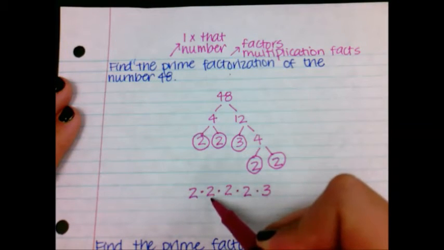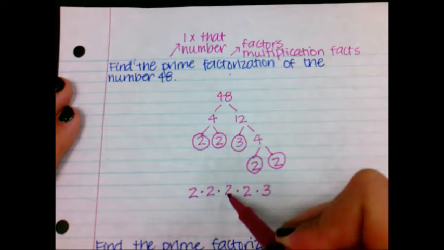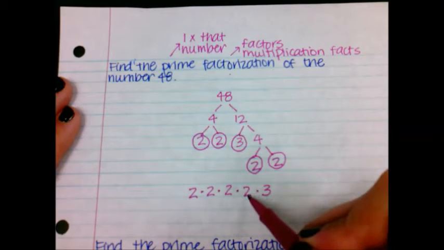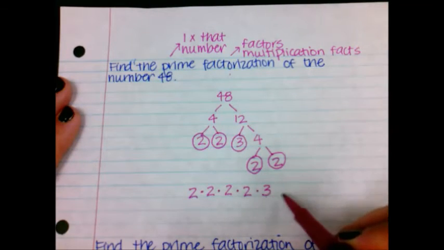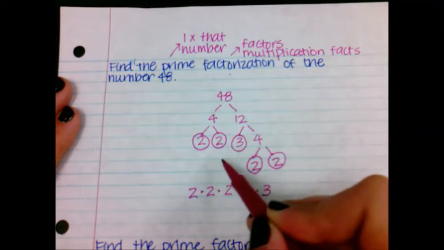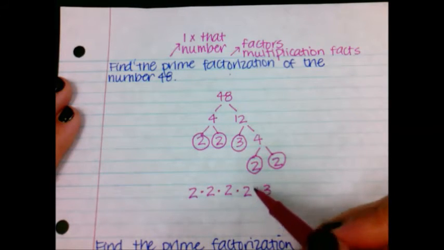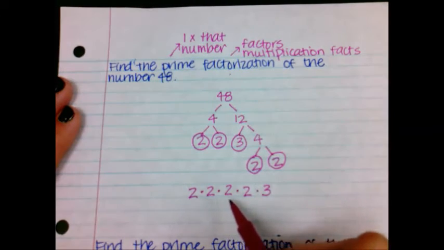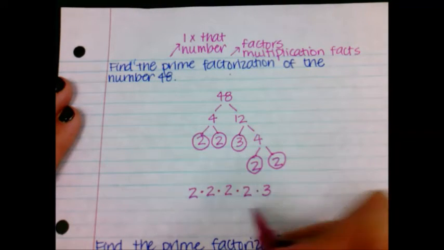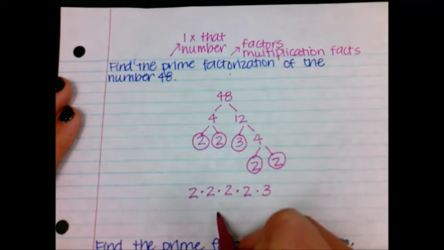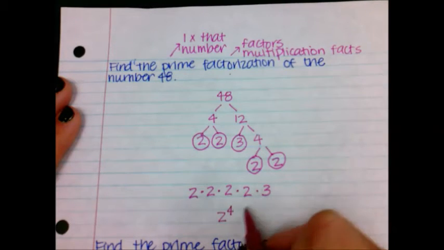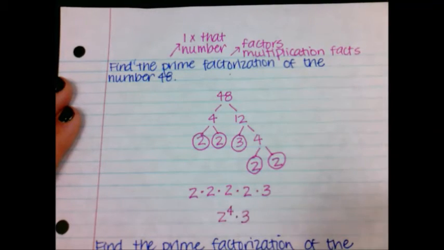So 2 times 2 is 4, 4 times 2 is 8, 8 times 2 is 16, and 16 times 3 does give me 48. So I should be able to tell whether I'm doing this correctly or not. I'm then going to simplify this chain with exponents. So there are 4 2's, so that's 2 to the 4th times 3.